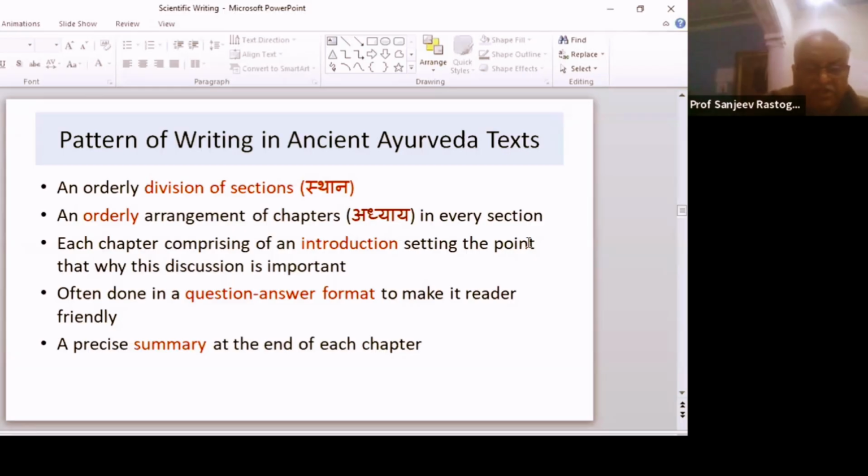And finally, in every chapter, a precise summary is available at the end, so that you can understand what has been told in this particular chapter. So just imagine how scientifically every chapter in these ancient treatises, 5,000 years ago, this Charak Samhita and Sushruta Samhita have been written, and these kinds of scientific formats were available by that time.